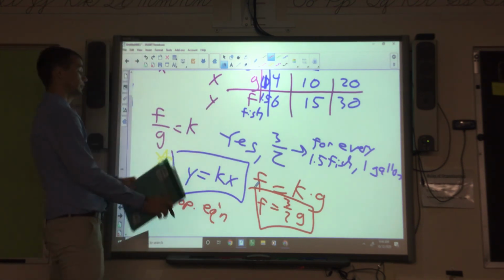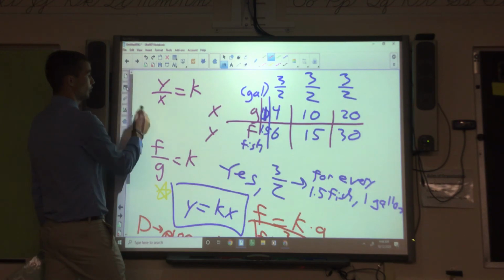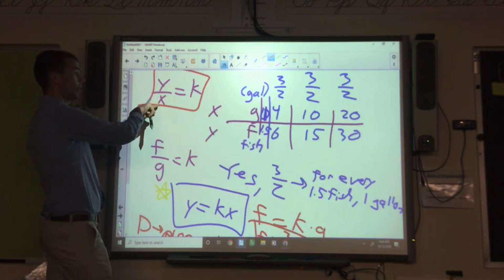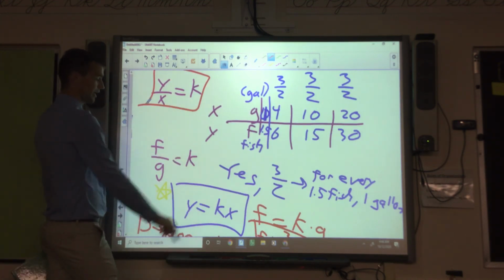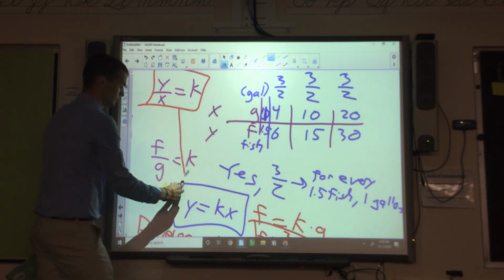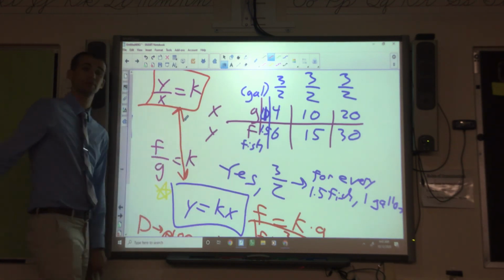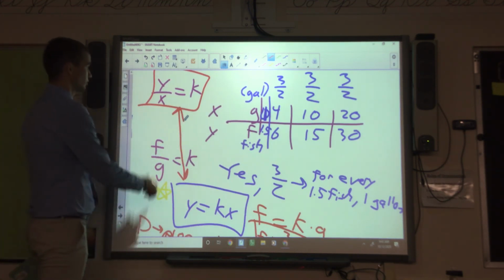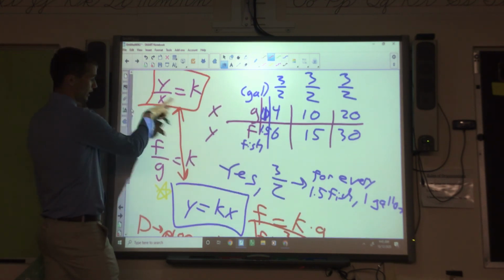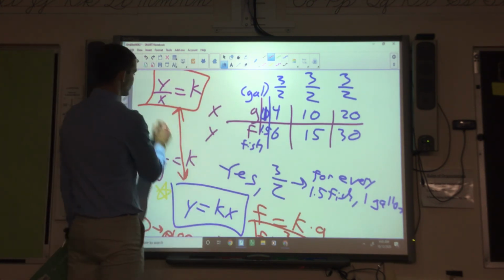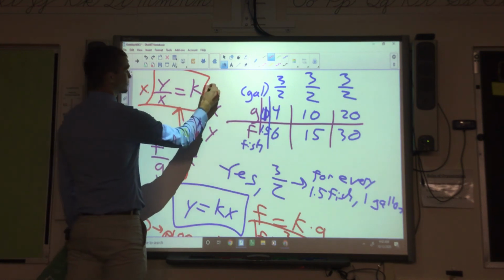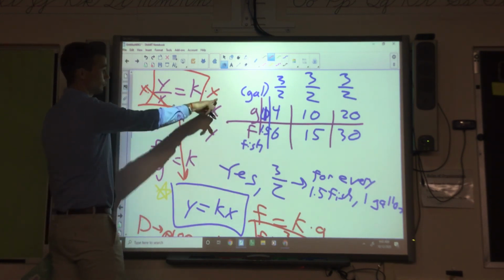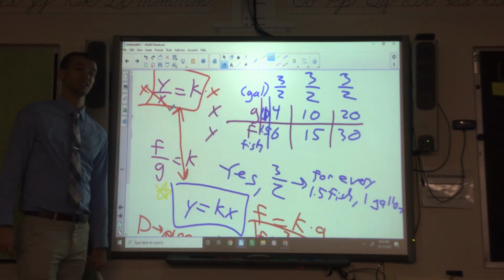Whatever way works for you, but you gotta remember, it does come back to y over x equals k and y equals kx. Guess what? These things are actually the same thing. Because if I have y over x equals k and y equals kx, if I multiply by x on both sides, this equals y equals kx. They're the same thing.